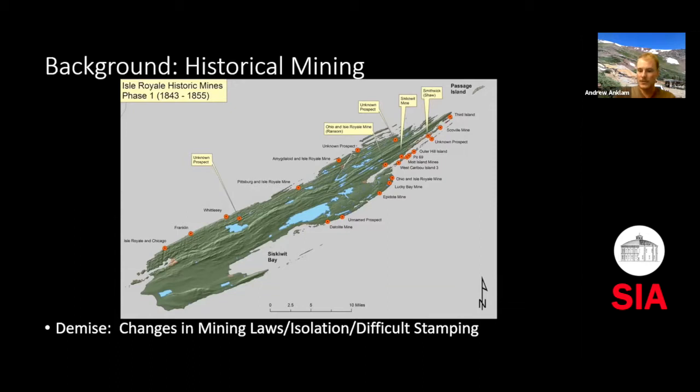So during this initial speculative, ephemeral rush phase on the island, several small-scale exploratory mines were formed and abandoned, with most lasting no more than one season. Two later phases of mining would occur on the island, with their successes overshadowing these earlier mines.